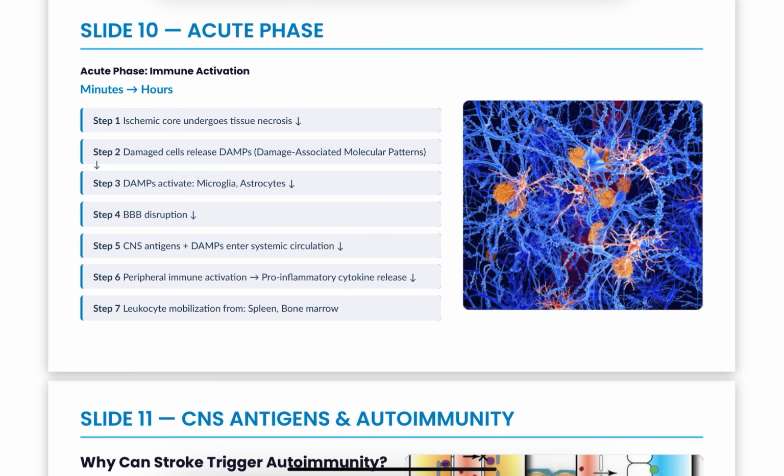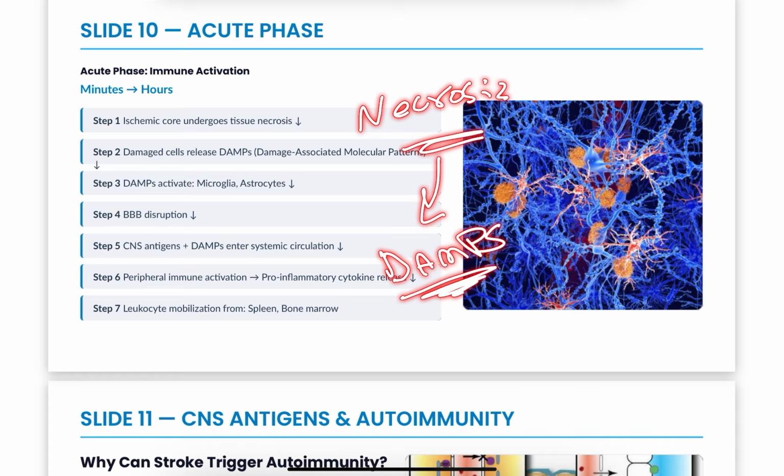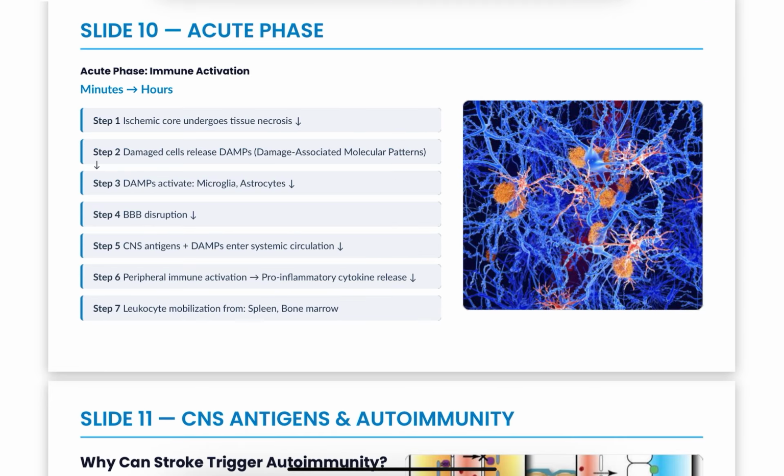We need to know that the ischemic core contains stressed, damaged, and dying cells. When these cells undergo the process of necrosis, they will release the DAMPs, the damage-associated molecular patterns. We need to think of these DAMPs as the danger signals. They are released from the damaged cells, and these damaged cells are in the core.